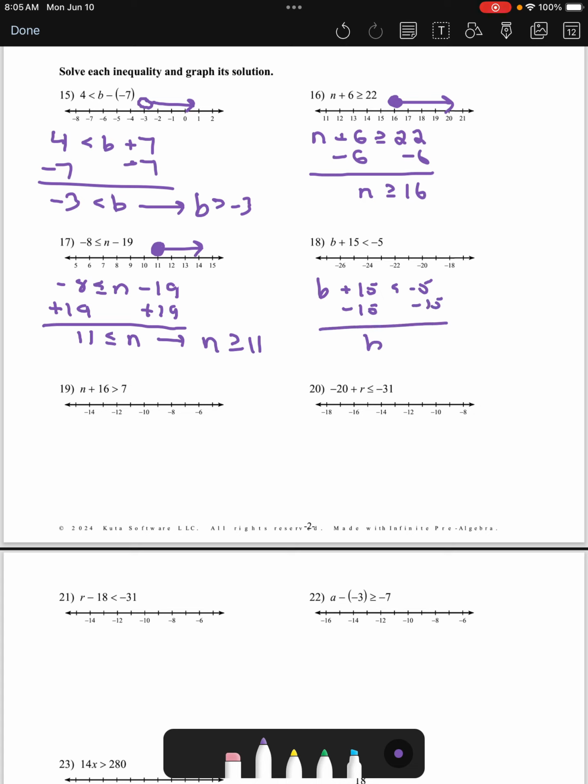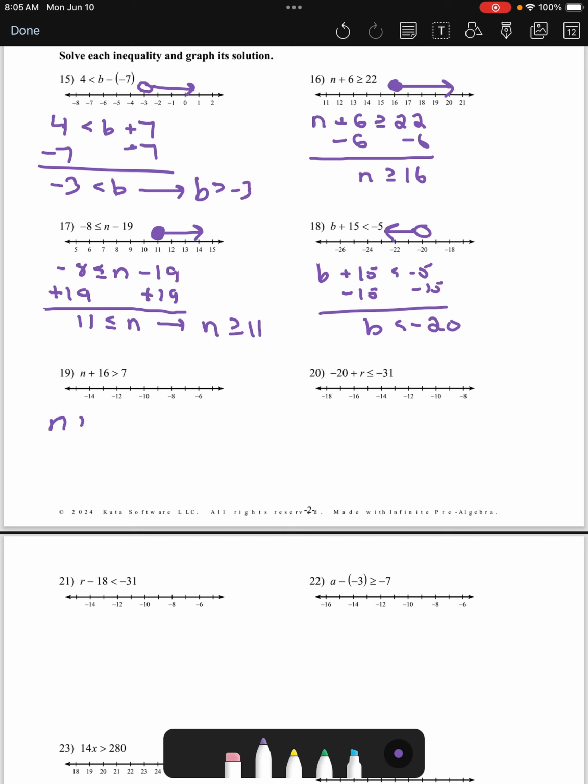In number 18, we have b plus 15 is less than negative 5. We need to subtract 15 from both sides, and that gets us b is less than negative 20. Negative 20 is on our number line, and this has already got the variable first, so we can put our open circle at negative 20. We're not going to fill that in. There's no or equal to. It is less than, so our arrow goes to the left.